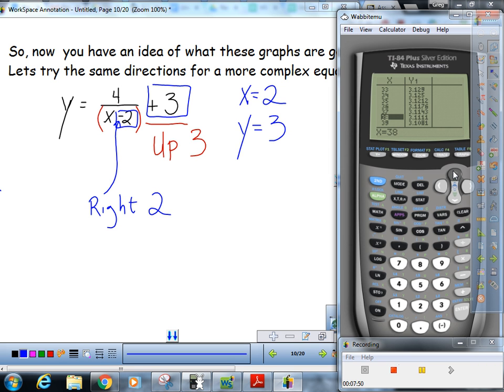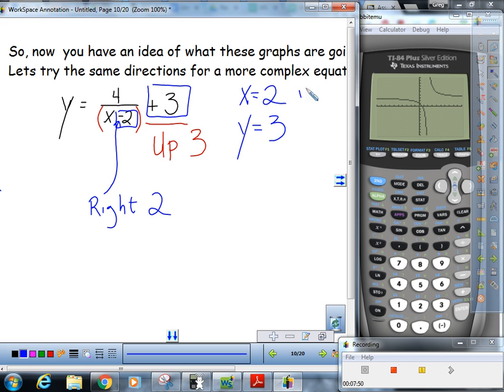Let's see. Let's just go back to our graph and look. The vertical asymptote would be where we're not allowed putting in for x, right? That's a hole in our graph. And so the vertical asymptote has to be x equals 2. So yeah, this one's vertical. And this one's horizontal.